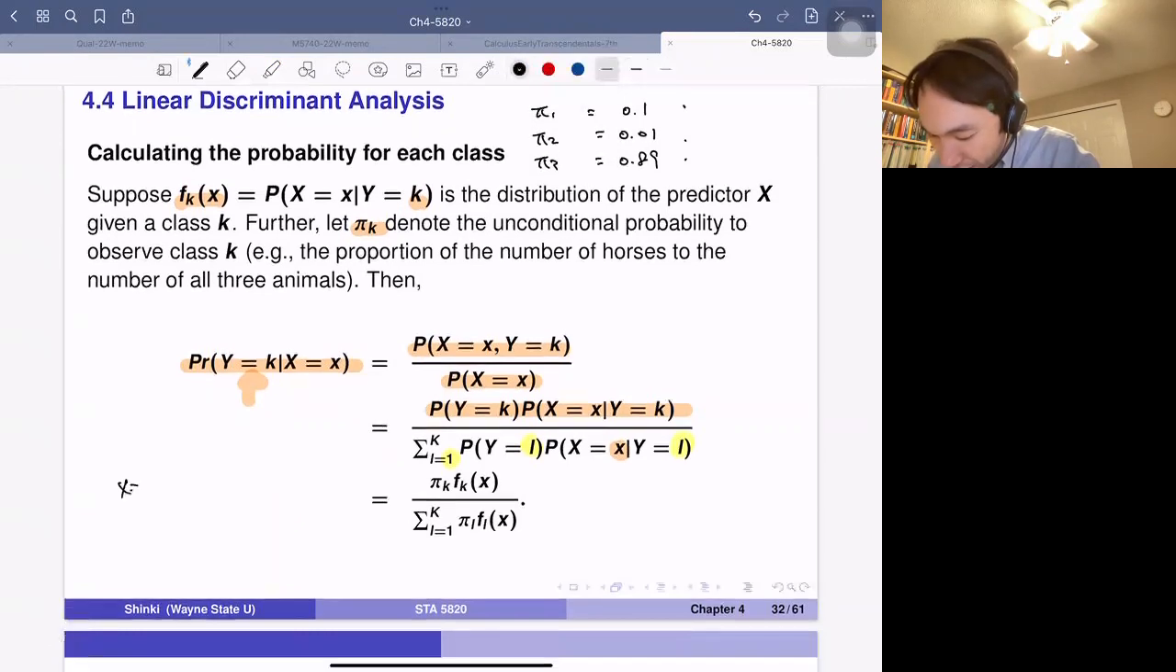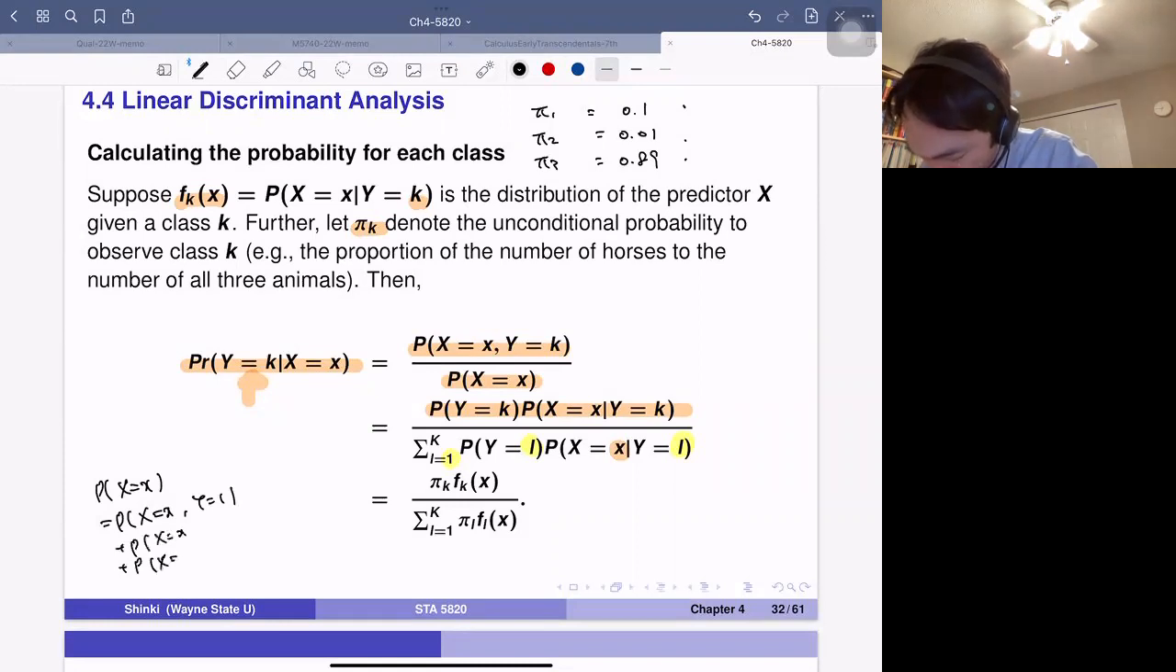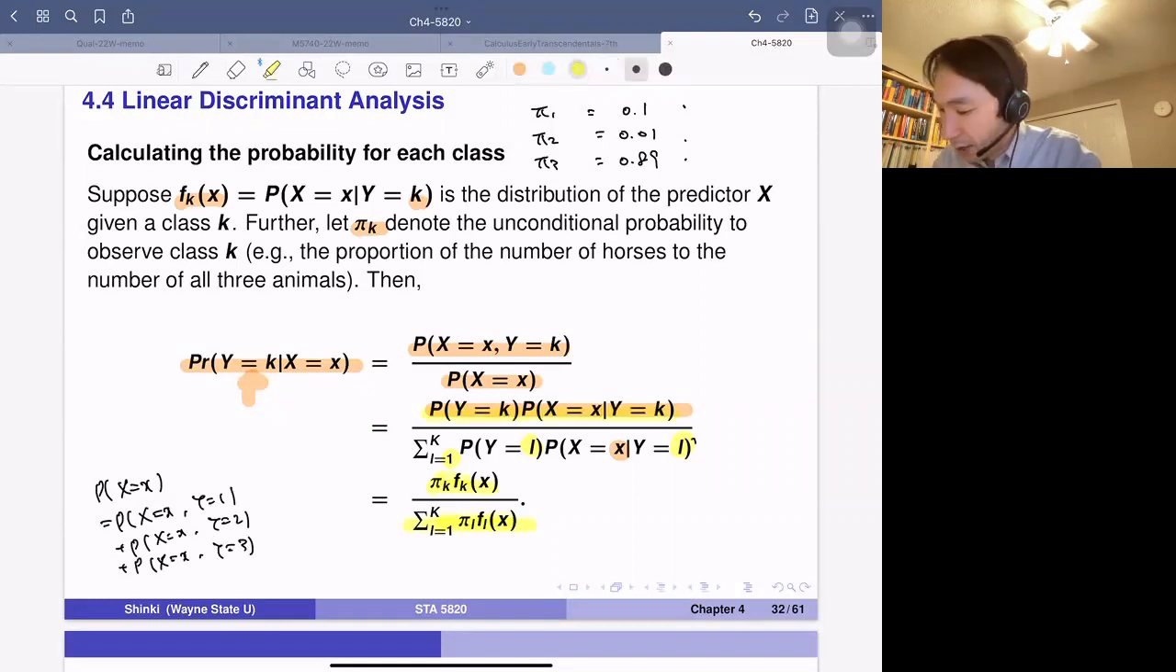Probability x is equal to x. That means the probability of x is equal to x and y is equal to 1, or y is equal to 2, or y is equal to 3, right? So if we have 3 possible y, then if we add up these 3, that is the probability of x is equal to x. So we can calculate these probabilities as this.